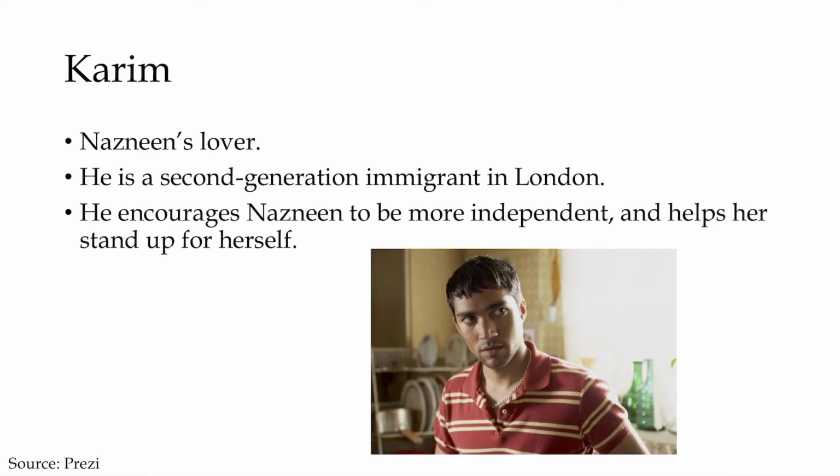Kareem is the other interesting character, and he is Nazneen's lover, and he's a second generation immigrant in London. He was born in London, even if he's Bangladeshi, and he begins to really have a massive identity crisis, and he later becomes very radicalized as an Islamic man. And he encourages Nazneen to be independent and helps her stand up for herself, and also he encourages her to develop herself intellectually.